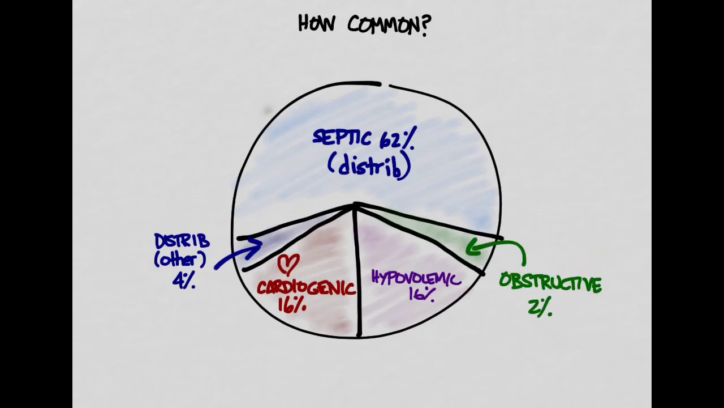Not the most accurate pie graph, but you get the idea. This 4% looks smaller than that 2%. But the idea is that septic is the biggest piece. Cardiogenic and hypovolemic are next.